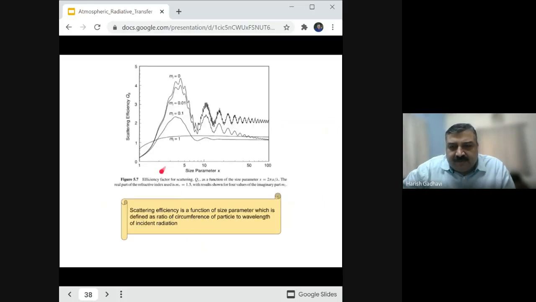What this plot shows is that the x-axis is the size parameter and the y-axis is the scattering efficiency. Now I hope you are able to see the slides. Again, there is one new parameter called the size parameter. So what is the size parameter? The size parameter is the ratio of the particle circumference divided by the wavelength.